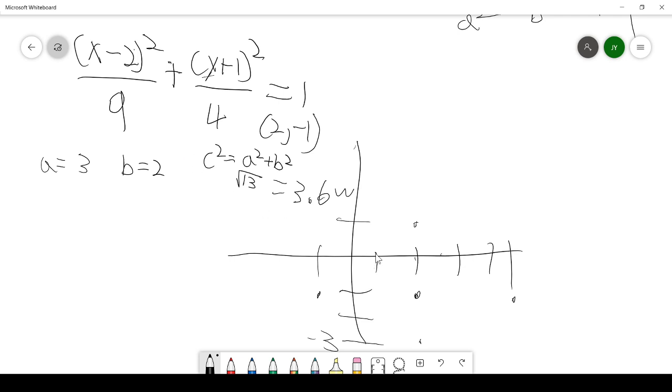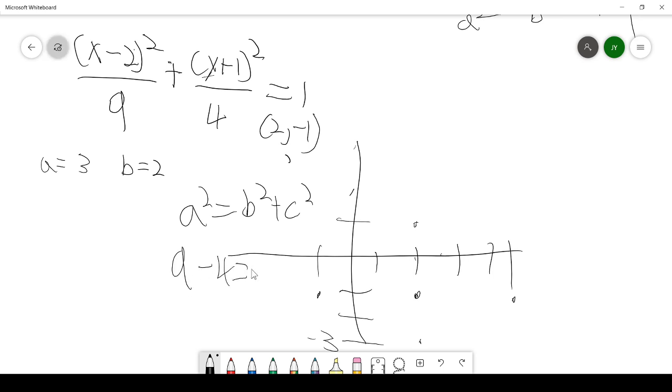9, 4. Oh yeah, my bad. I messed up this equation here. In this case, differently from the normal Pythagorean theorem, a squared is equal to b squared plus c squared. So this means that 9 minus 4 equals 5. So the square root of 5 is equal to the distance from the midpoint to the foci.